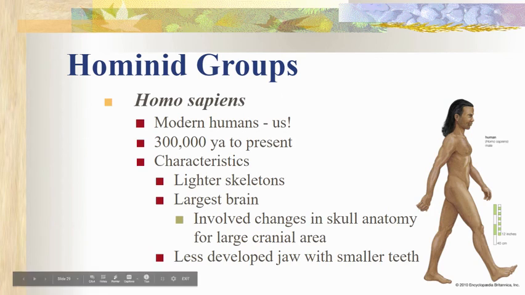And so then that leads to us, current modern humans. This is the Homo sapiens species. So we have been around approximately 300,000 years. Our characteristics are that we have much lighter skeletons. We have the largest brain, which involved extreme changes in skull anatomy for this huge cranial area. And we have a less developed jaw with smaller teeth. And that indicates that we, in addition to eating plant material, are eating a lot more meat or animal material as well.